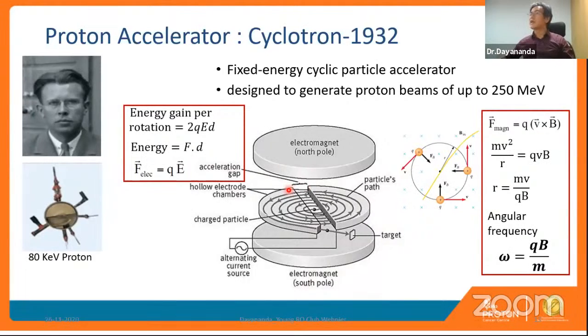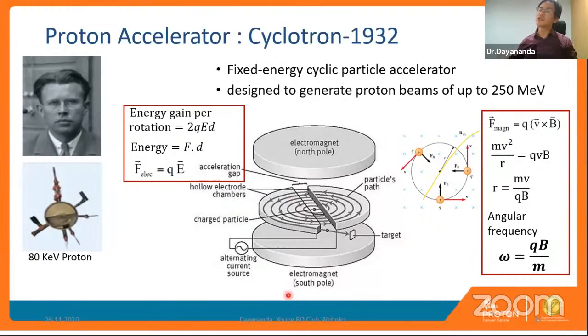So this is a fixed energy accelerator, and they are basically designed to accelerate the charged particle up to an energy of approximately 250 MeV. Once you attain this particular energy, you can take it out from the cyclotron, and the energy can be reduced outside the cyclotron to meet the clinical requirement.